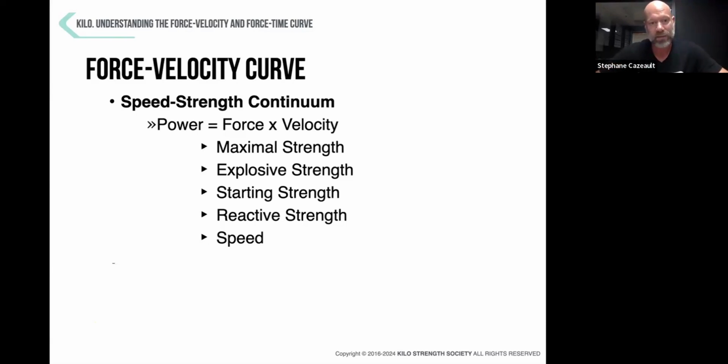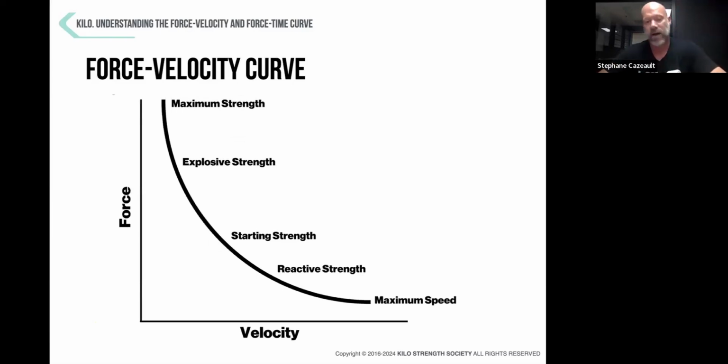So the speed strength continuum is at the base of the force velocity curve. On the y-axis we have force, on the x-axis we have velocity. On the top left, we have maximum strength: high levels of force, but the velocity point on the curve is quite low. And like I said, as we go down the curve and progress in velocity, there's a decrease in force. So there's an inverse relationship between force and velocity all the way to maximum speed at the end.